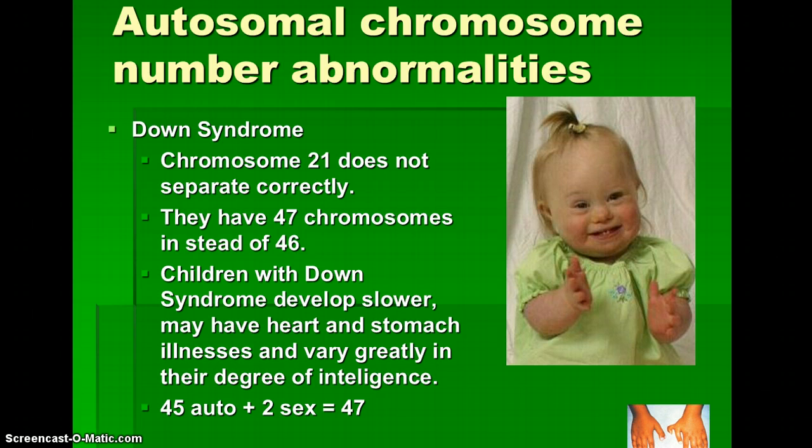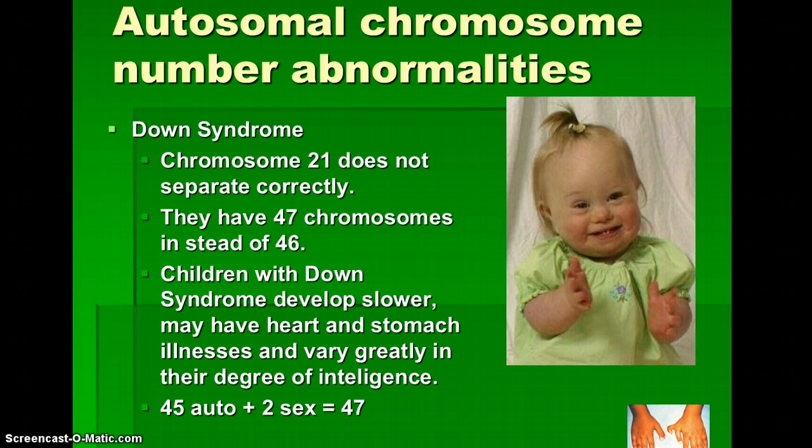So one example is Down syndrome. The chromosome 21 does not separate correctly, so they actually have 3 21 chromosomes. This is also called trisomy 21, tri meaning 3. They will have 47 chromosomes instead of the 46. Children with Down syndrome develop slower, may have heart and stomach illnesses, and they have varying degrees of intelligence.